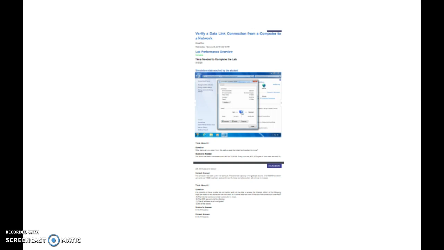Verifying a data link connection from a computer to a network. This was actually really interesting because I had done, at least partially done, something similar at some point. I just didn't know what I was doing and why it was working. So it was really neat to see that something that I had done in real life was actually applied to the simulation.